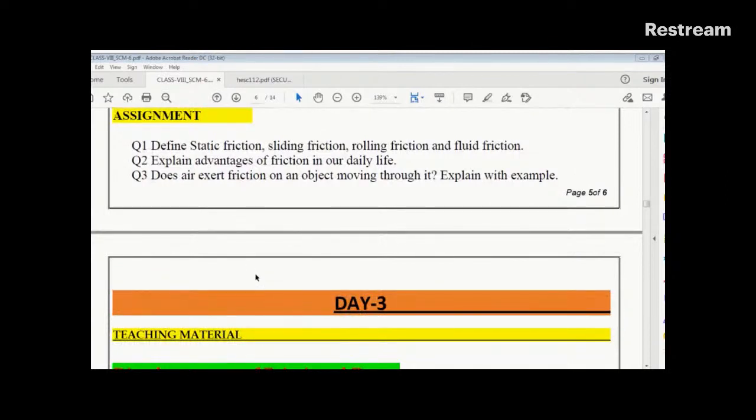Here comes the assignment. Some questions. First is define static friction, sliding friction, rolling friction, and fluid friction. These four, which we just taught, and also explain advantages of friction in our daily lives. Now, does air exert friction on a moving object moving through it? Explain with examples. These are some of the questions. Now please see if you can solve them. I will give you some moment.